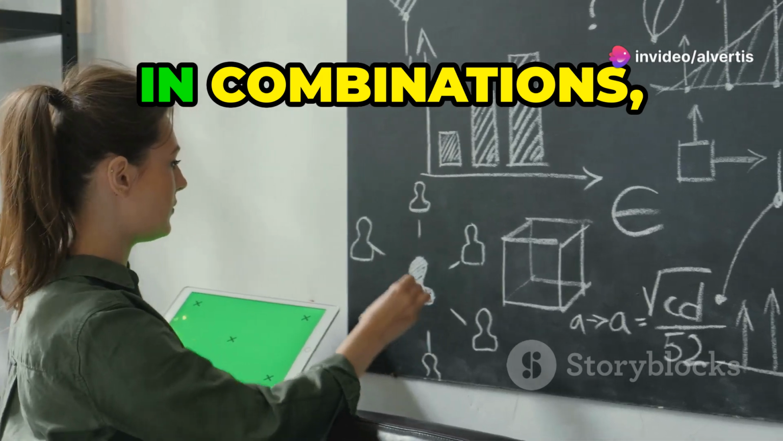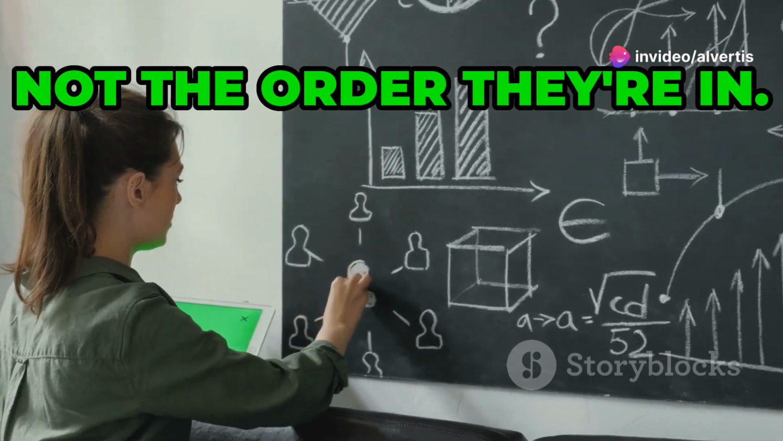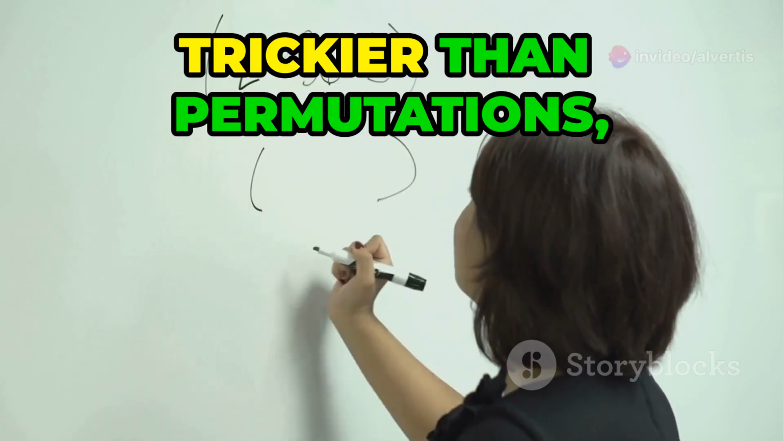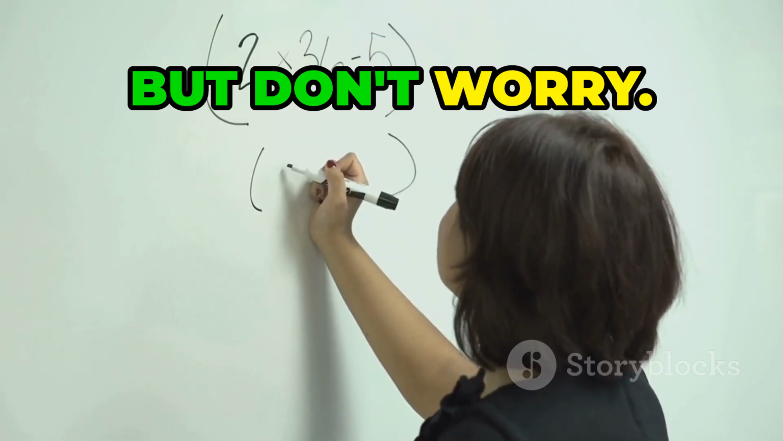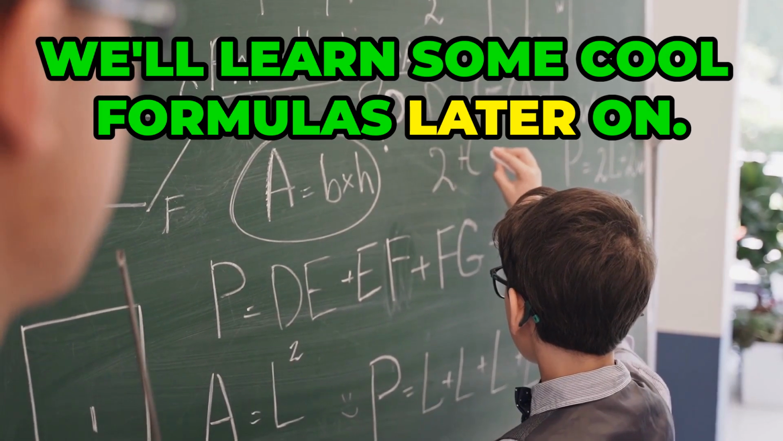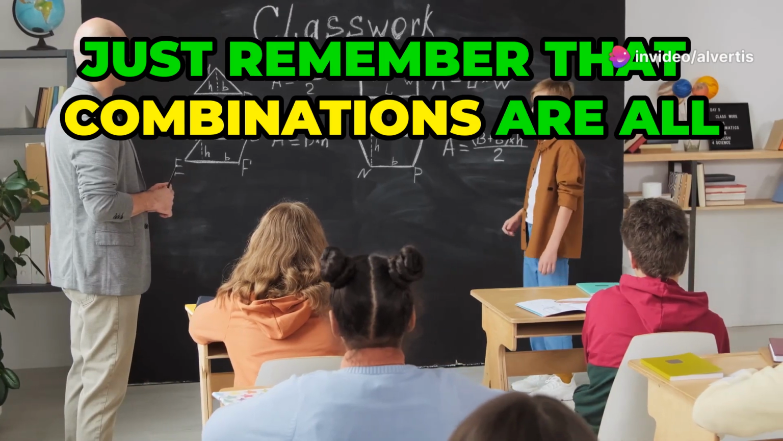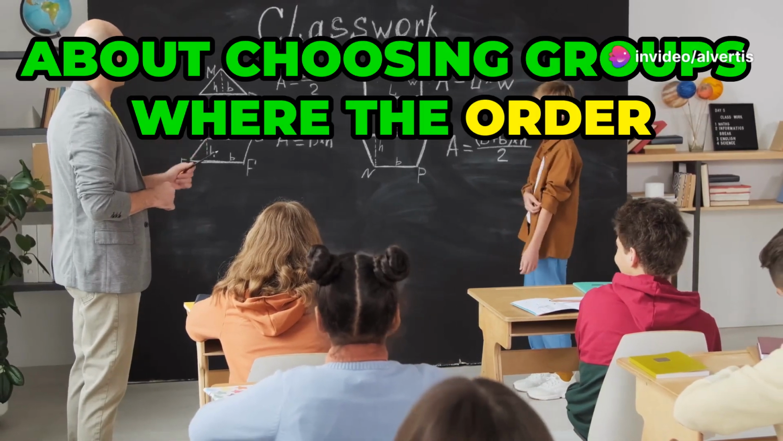In combinations, we only care about the group of items, not the order they're in. Calculating combinations can be a bit trickier than permutations, but don't worry, we'll learn some cool formulas later on. For now, just remember that combinations are all about choosing groups where the order doesn't matter.